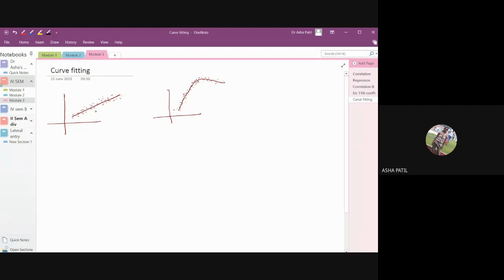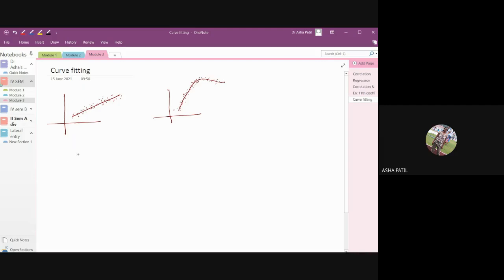So such a curve we call it as curve of best fit. The curve which has maximum points of the scatter diagram on it, that we call it as the curve of best fit. And fitting of such a curve is called as curve fitting. That is finding the equation of such a curve which will satisfy maximum points on a given curve. That is called as curve fitting.